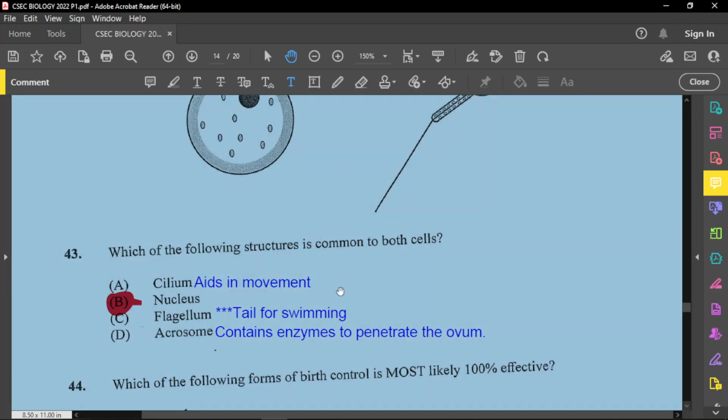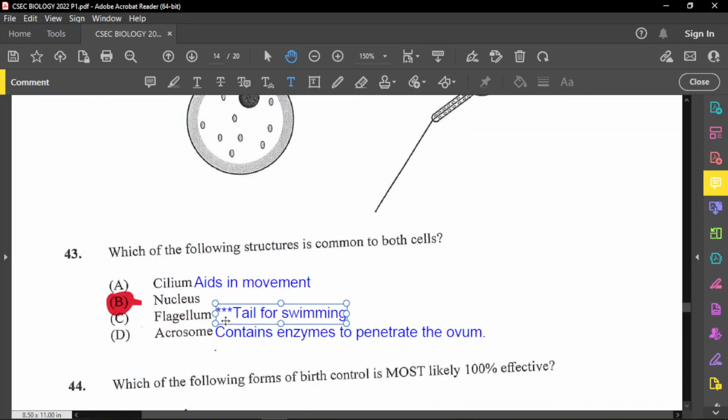All right, and C, flagellum, which is the tail for swimming in the sperm cell. Acrosome is in the sperm cell and it contains the enzymes that are needed to penetrate the egg or the ovum.